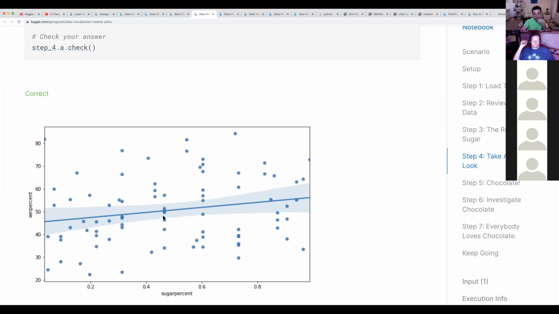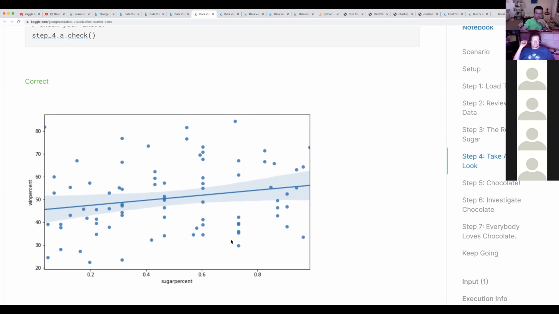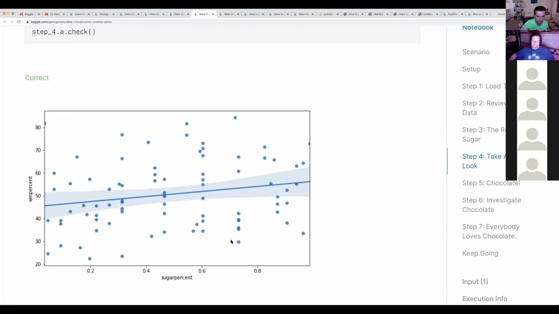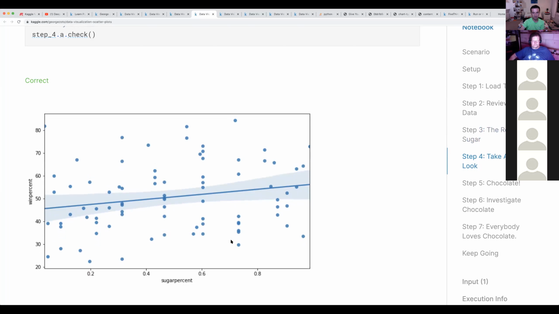But again, this data set is very small and it's kind of spread out, so it's kind of hard to make generalizations like that. But for this specific data set, just looking at it from a statistical perspective, if this slope is positive, then the more sugar you add to it, the more popular it'll be.